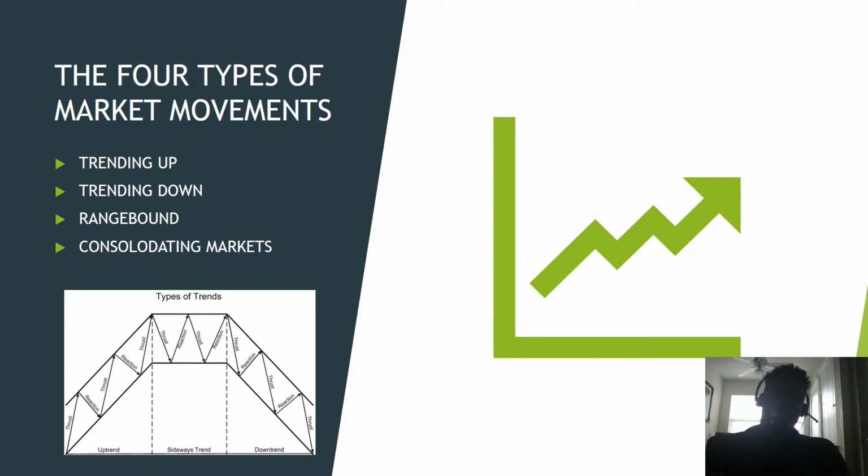So, what are the four types of market movements? The reason I said there are actually four types is because the market's usually trending up or down 30% of the time, but 70% of the time the market's range bound. So it's stuck in structure or it's stuck in some type of area of consolidation, okay? Therefore, there are four, and I'll restate them again: trending up, trending down, range bound, and consolidating markets, okay?